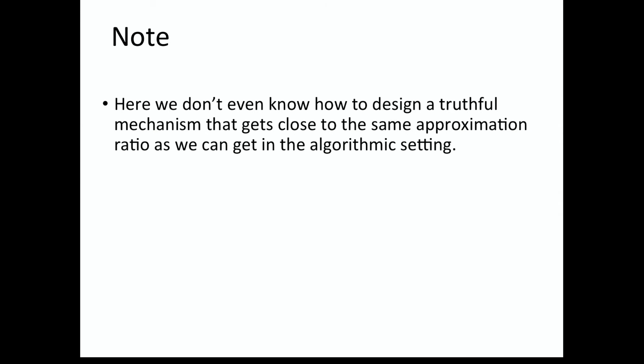Okay. So as I said already, this is a case where we don't know how to design a truthful mechanism that gets close to the approximation ratio that we get in the algorithmic setting. This result that I just mentioned is part of a line of work that tries to bridge this gap between straight algorithmic computation and computation with incentives, and tries to bridge it by introducing priors. Okay? So here they're able to get close to the optimal using priors.